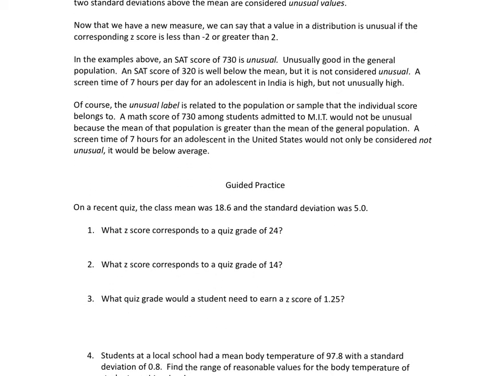Okay, and then there's a note here that the unusual label is related to the population or sample that the individual score belongs to. The math score of 730 is referring to the entire population of people taking the SAT, but if you change your population to students admitted to MIT, then that would certainly change the mean and the standard deviation, and you would most likely find that a score of 730 on the math section was not very far from the mean, not many standard deviations from the mean. In fact, it might be below the mean. So it does depend on your population or your sample.